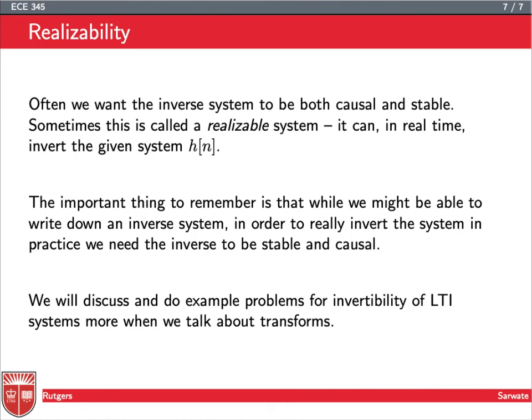But really, in order to truly invert the system, we're going to need the inverse to be stable and causal, because we want the output y of t at time t equals 5 to equal x of 5. And that's a big ask, especially if y of t is dependent on a big chunk of x of t.